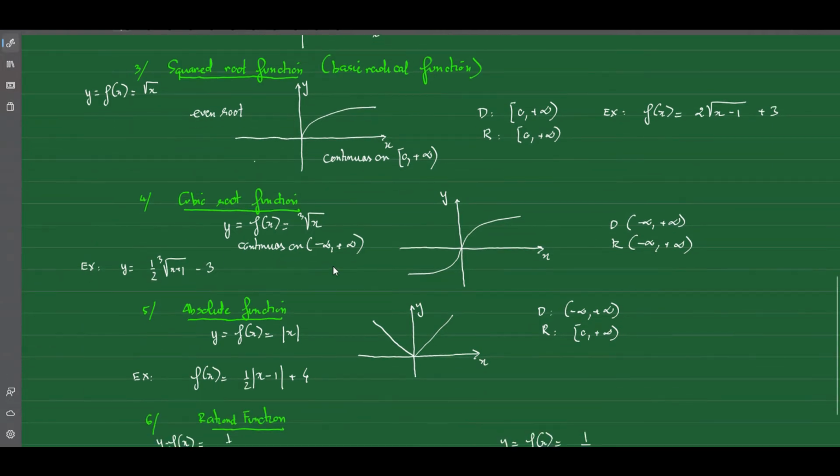Then the next function we have is the absolute value function. We have something like this with the letter V. And you see that over here it is also continuous from negative infinity to positive infinity. And we just see the domain and range here. The range is going to go from 0 to positive infinity, included, and the domain from negative infinity to positive infinity only.